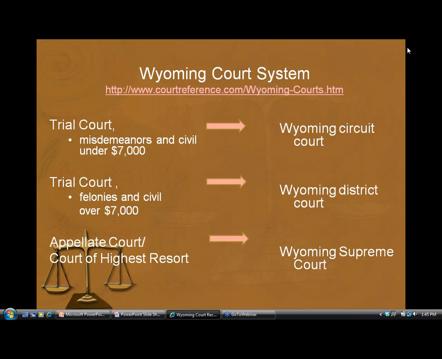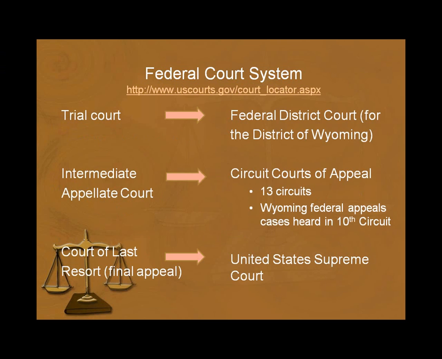Now, the federal courts follow the model that I had presented before. With the trial court level, the trial courts for the federal court is the federal district court, and of course in Wyoming, it's the federal district court for the District of Wyoming. Every state has at least one federal district court, and some states with a larger population will have several different branches of the federal district court for their state. The intermediate appellate courts at the federal level are known as the circuit courts of appeal. There are 13 circuits, 12 circuits plus one federal circuit, and the Wyoming federal appeals cases are heard in the 10th Circuit Court of Appeals. We keep that in mind as we go forward because that's going to help us in assessing the case law that we encounter. And then, of course, our court of last resort and final appeal is the United States Supreme Court.